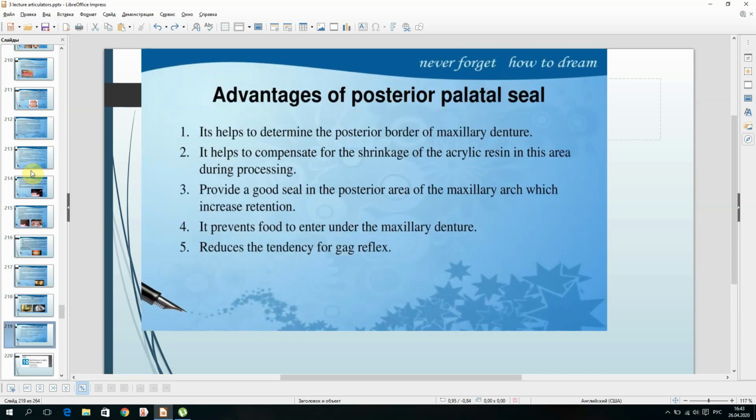Advantages of the posterior palatal seal. It helps to determine the posterior border of the maxillary denture. It helps to compensate for the shrinkage of the acrylic resin in this area during processing. It provides a good seal in this posterior area of the maxillary arch, which increases retention. It prevents food from entering under the maxillary denture and reduces the tendency for gag reflex.